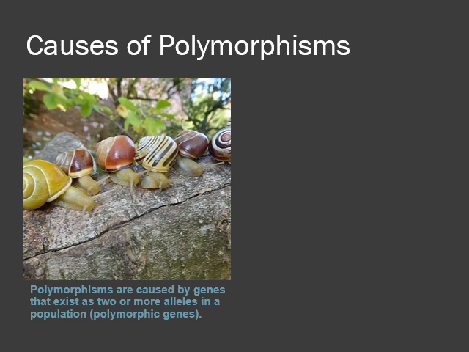These polymorphisms are caused by genes. Specifically, they're caused by genes that exist as two or more forms called alleles. Do alleles sound familiar to you? Do you remember that term from Bio 101? An allele is an alternate form of a gene.